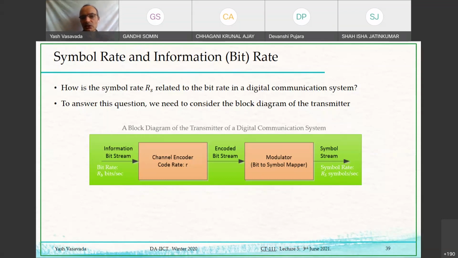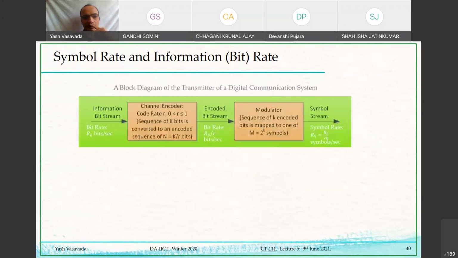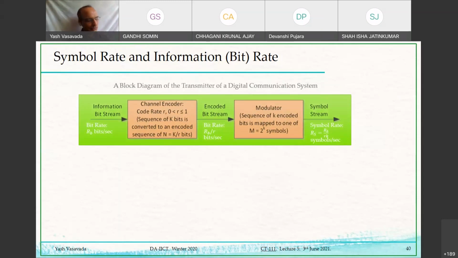The output is an encoded bit stream, which goes to the modulator. The result is some symbol sequence at some rate RS symbols per second. So let us see how to convert RS into RB or RB into RS. First of all, we can say that the bit rate at the output of the encoder has to be RB divided by r.